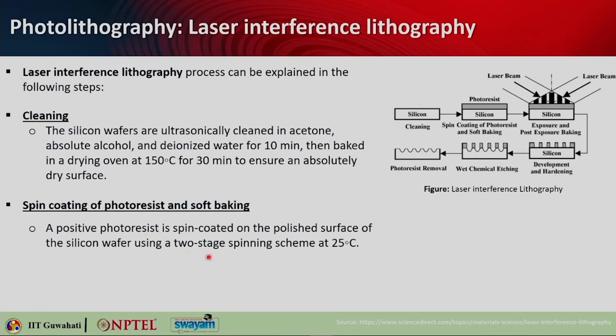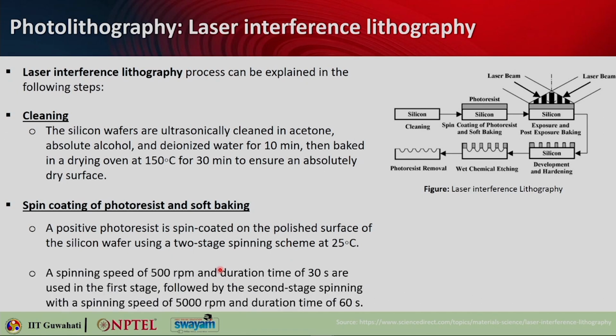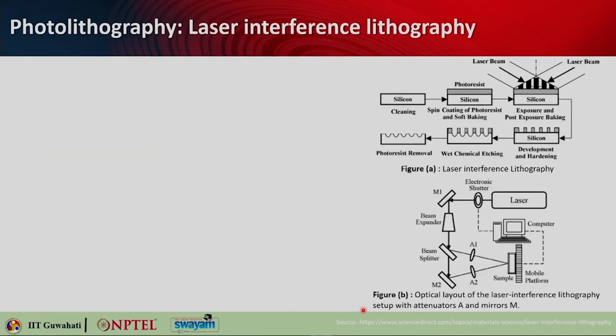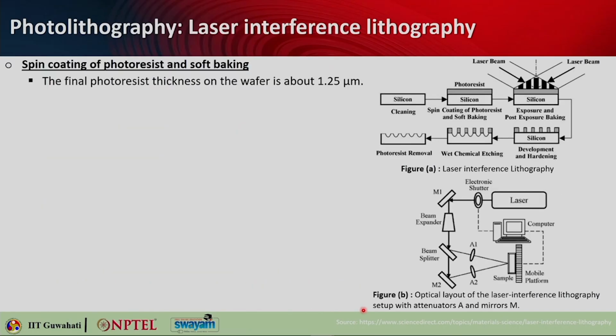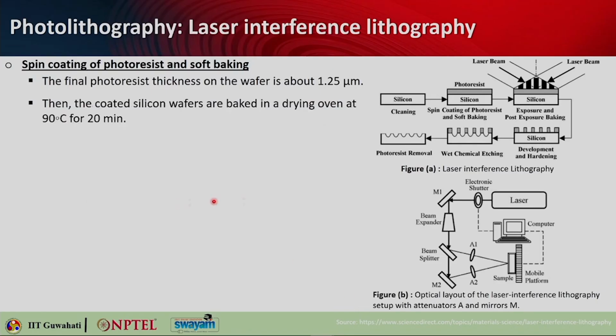Here a positive photoresist is spin coated on the polished surface of the silicon wafer using a two-stage spinning scheme, and it is done at 25 degrees centigrade. You use a spinning speed of 500 rpm for 30 seconds for the first stage, and then the second stage spinning, where the spin speed is 10 times higher, that is 5000 rpm, for 60 seconds. That is how you do the spin coating, and then you do the soft baking.